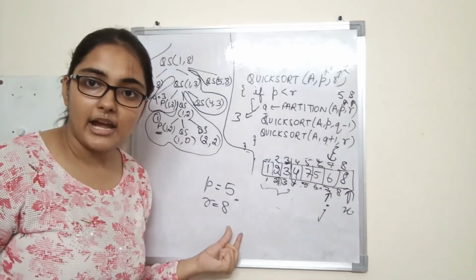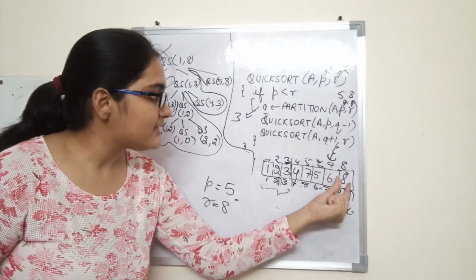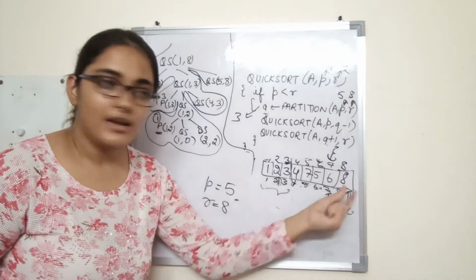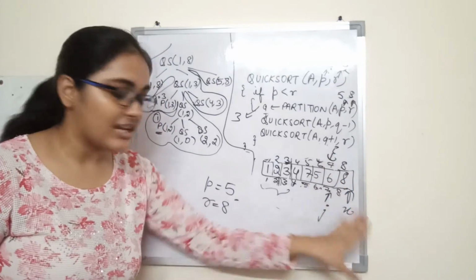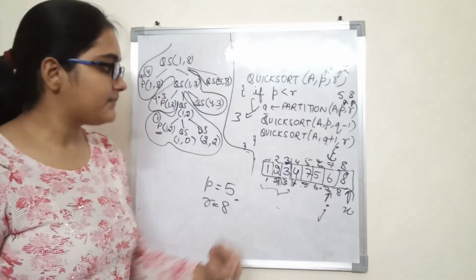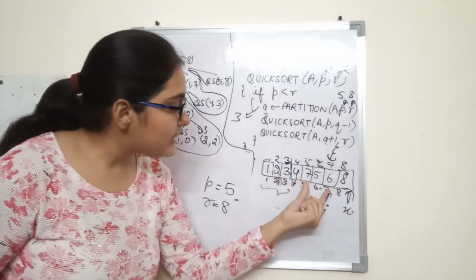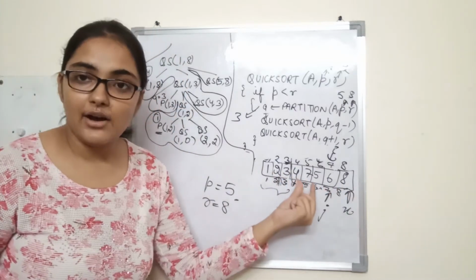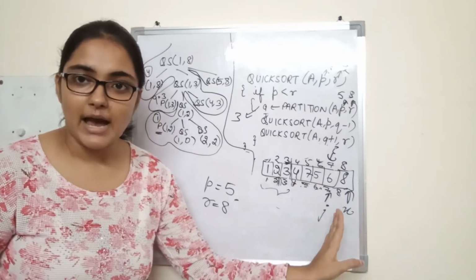R is 8. A of r is 8 itself, right? A of 8 is 8 itself. So we are exchanging 8 with A of I plus 1, which is also 8. So as a result of the exchange, nothing new will happen, right? What we saw in this case was, since all the elements before 8 are already in their correct position, the loop is just running but nothing new is happening, right?